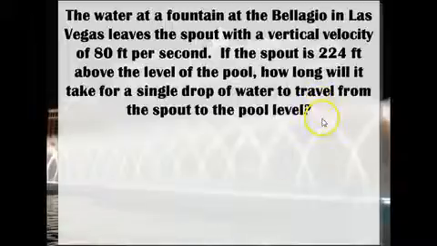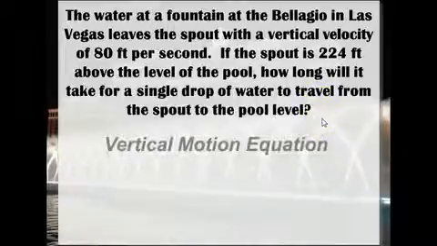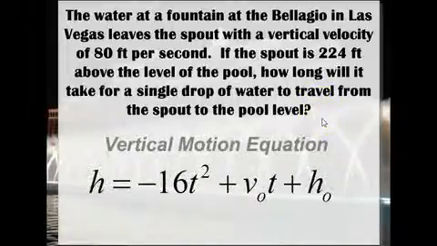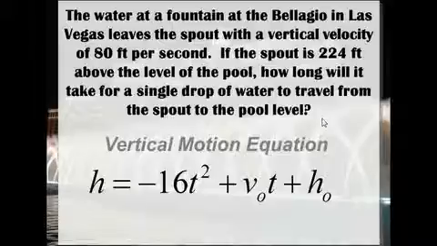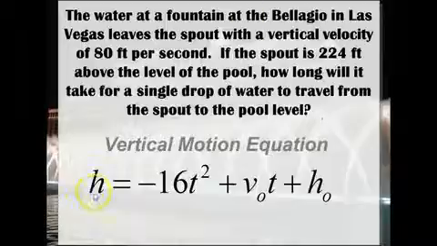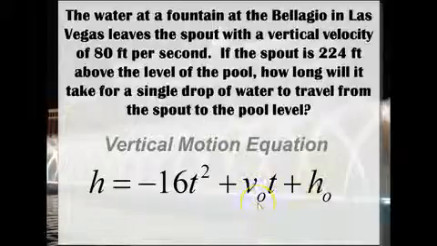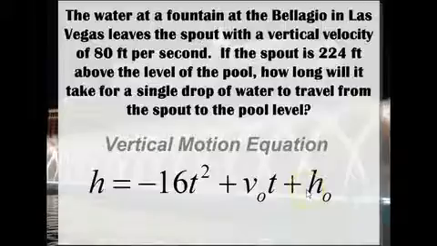spout to the pool? And as I told you, the vertical motion equation, which is on your sheet of paper, is this right here. Now, I'm going to have you, on your sheet of paper, take some very important notes of what the H stands for, of what T stands for, of what this V sub 0, or some people call it V naught, stands for, and what the H naught or H sub 0 stands for. So make sure you got that out and get your pencil or pen ready.